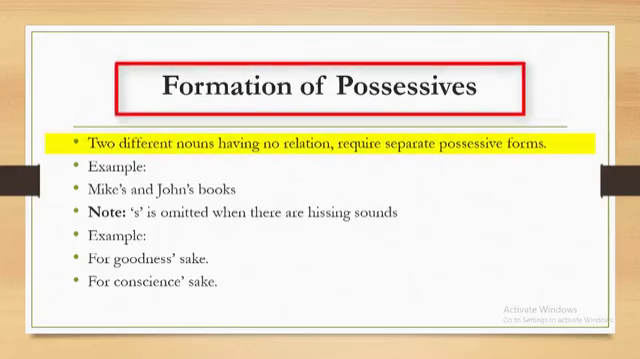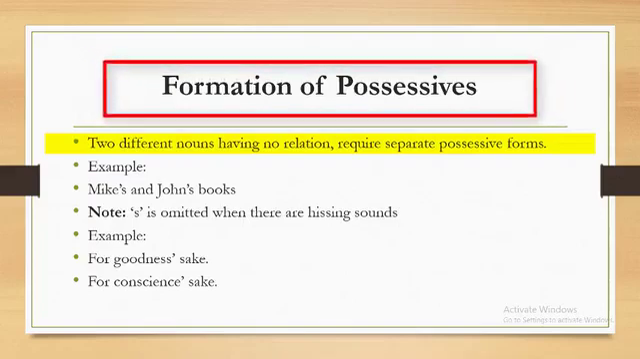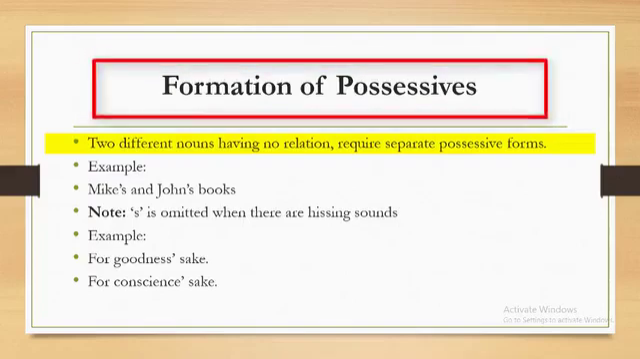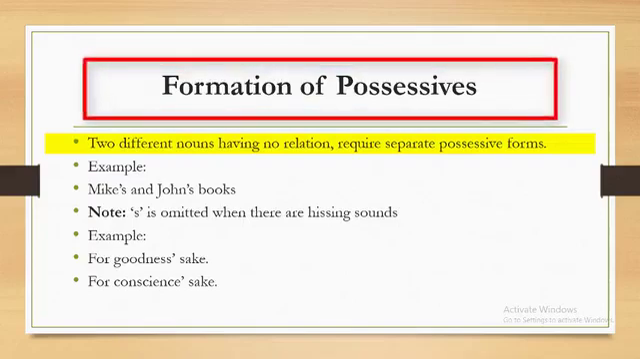For instance, Michael's and John's books. So we are saying the book belongs to Michael and some of the books belong to John. So we say Mike's and John's books.